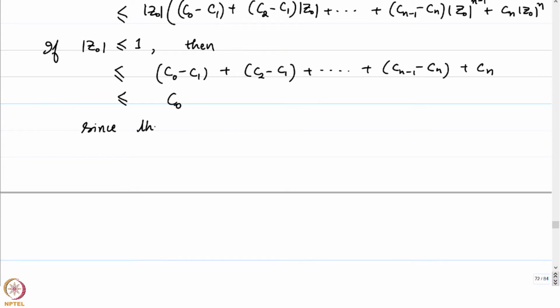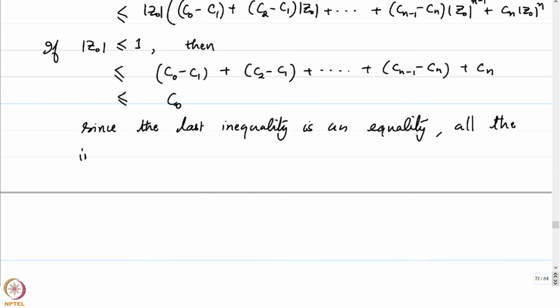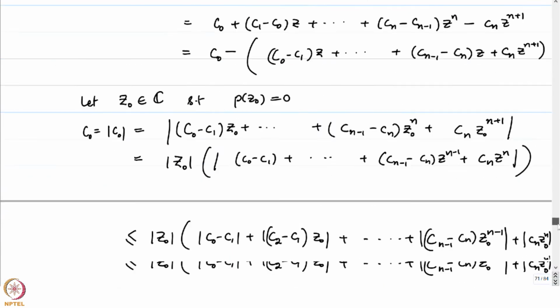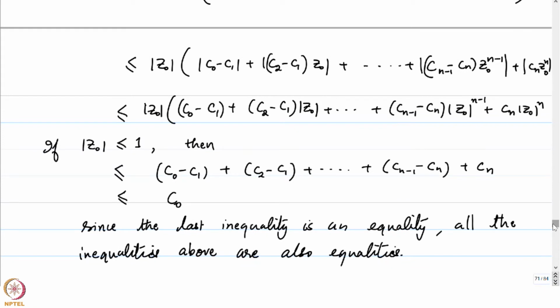Since the last inequality is an equality, all the inequalities above are also equalities. Therefore, we have, let me just show you once more what was put in the box. The first two of them will be equal. So let's write that down.